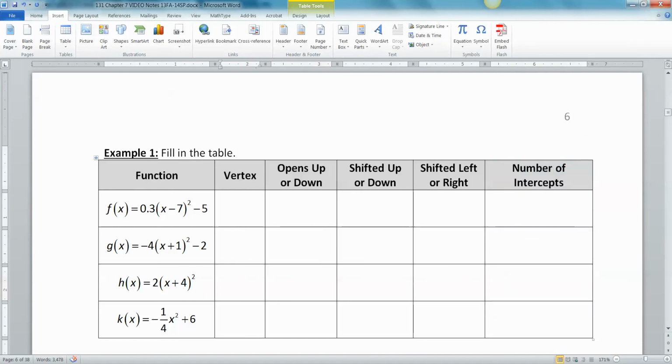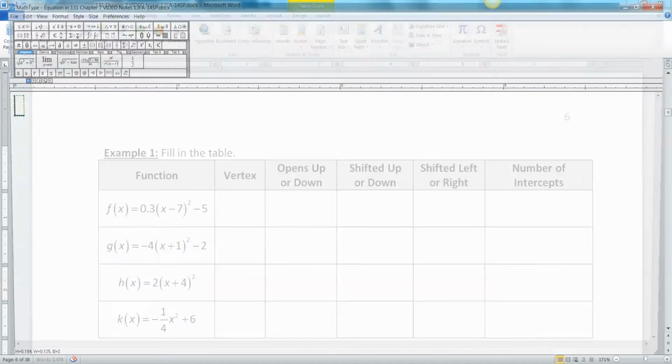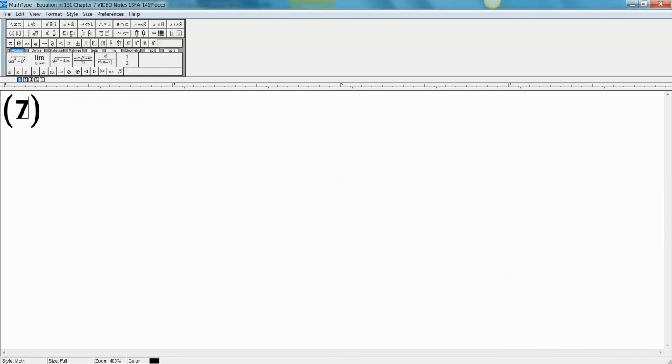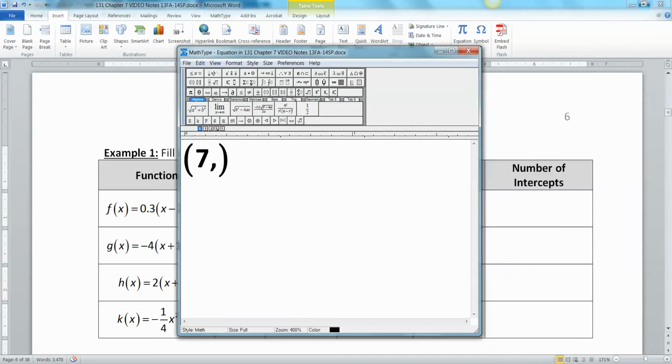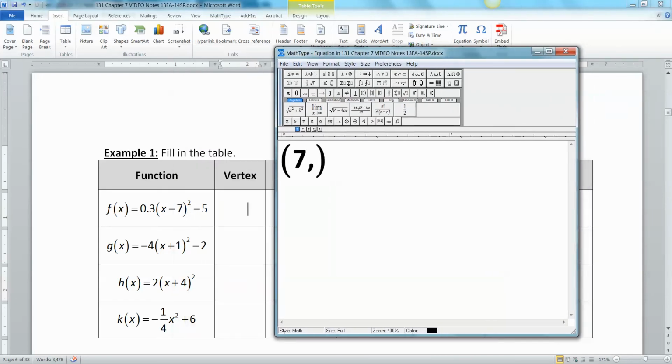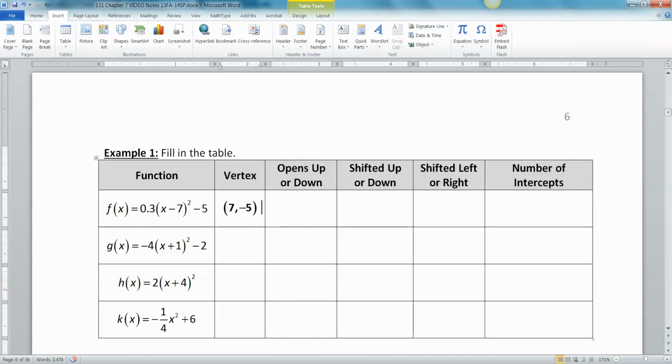Okay, so let's talk about the vertex. The vertex, remember, is (h, k), but h always seems backwards. So when you look in there, it looks like it's -7, but that means that h is +7 and k is just like you think it would be. So it looks like -5 and it is -5. So there's your vertex.